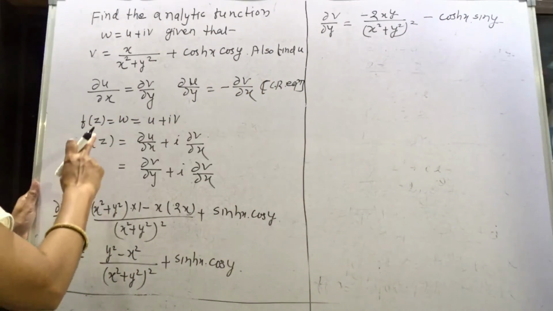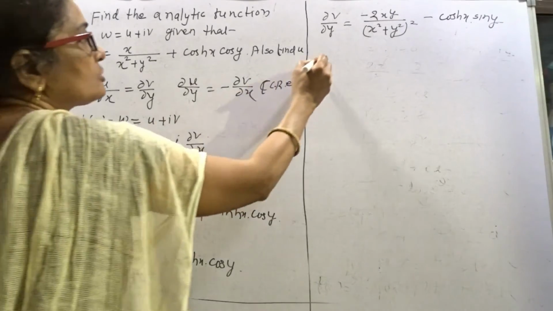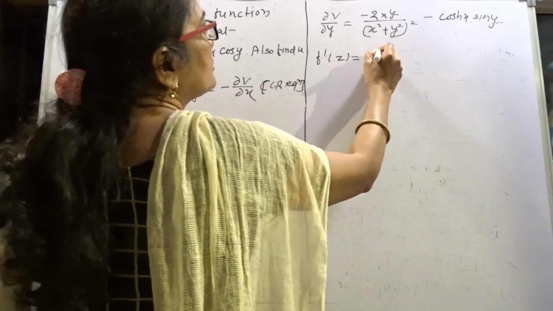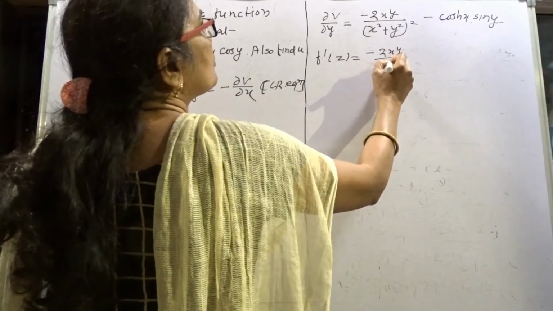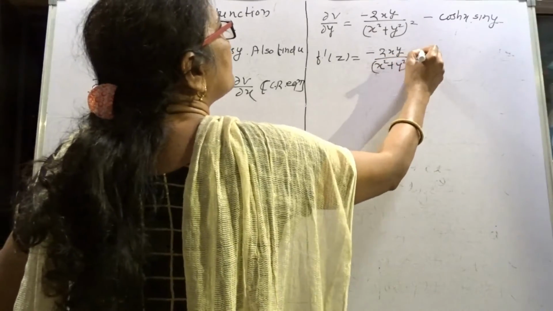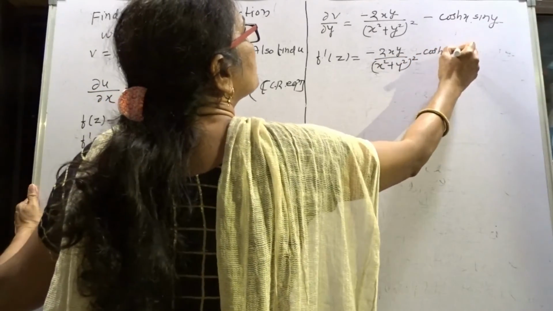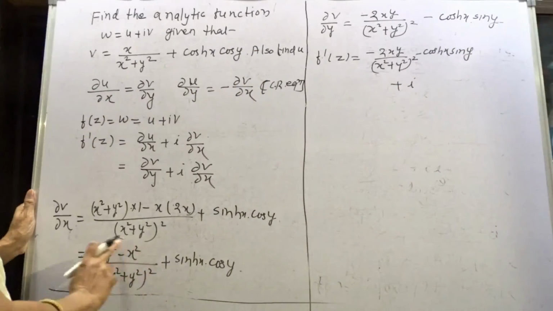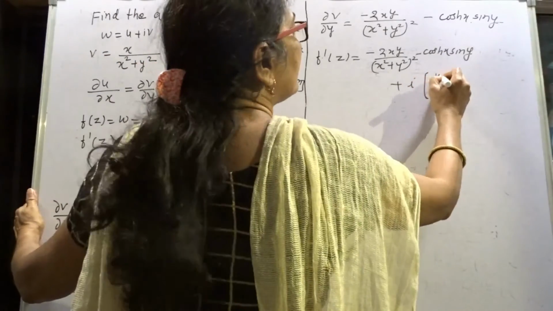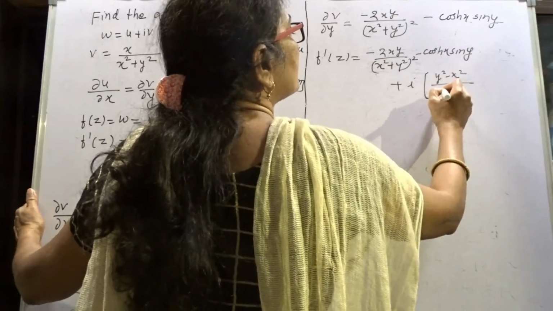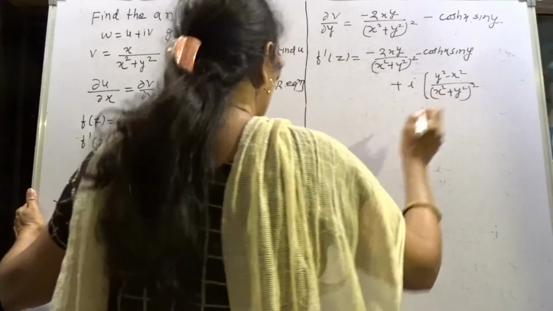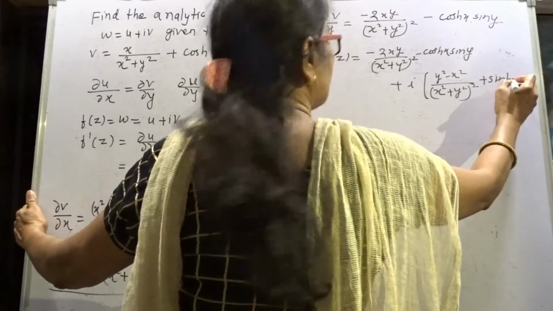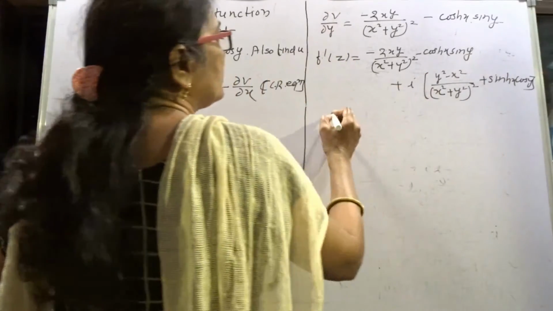Now we have to put the value into f dash of z. So f dash of z is equal to, putting the value of del v upon del y, minus 2xy upon (x square plus y square) the whole square minus cos hx into sin y, plus i del v upon del x, that is (y square minus x square) upon (x square plus y square) the whole square plus sin hx into cos y. Okay, so this is f dash of z.